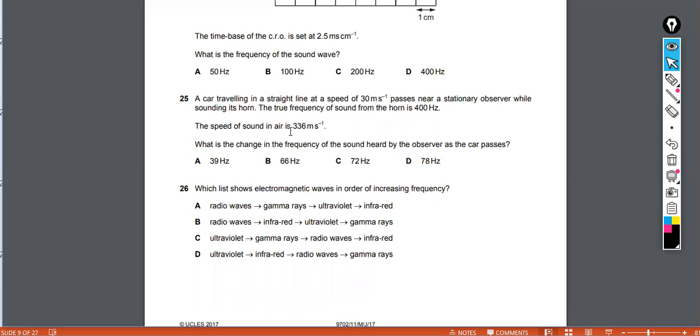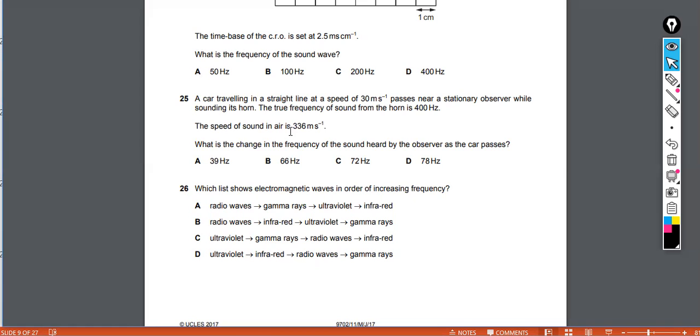I think this is a tricky question because the observer is going to hear a sound that's higher pitched than 400 as the car approaches. You're going to hear a sound like 400 and something, right? Bigger than 400, high pitched. And then as the car passes by, it becomes low pitched. That's the Doppler effect, and you just remind yourself of that.